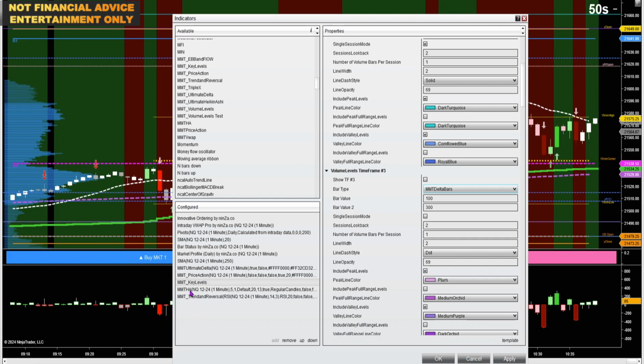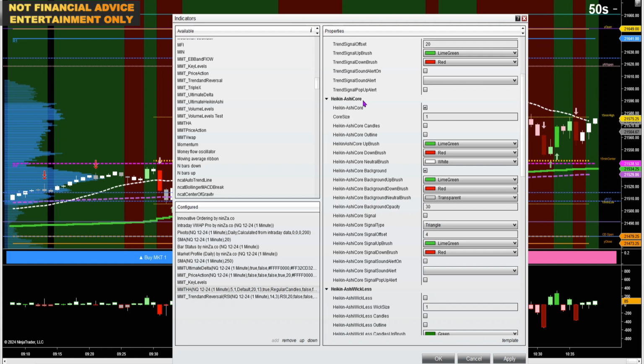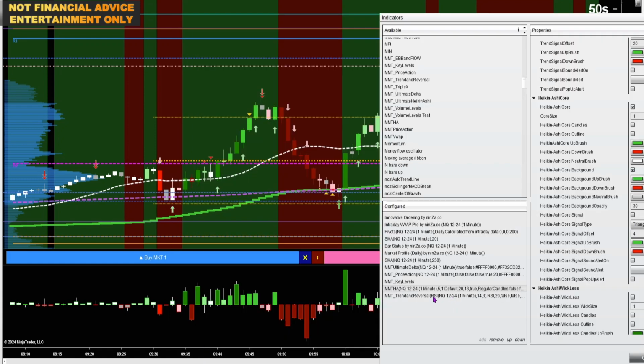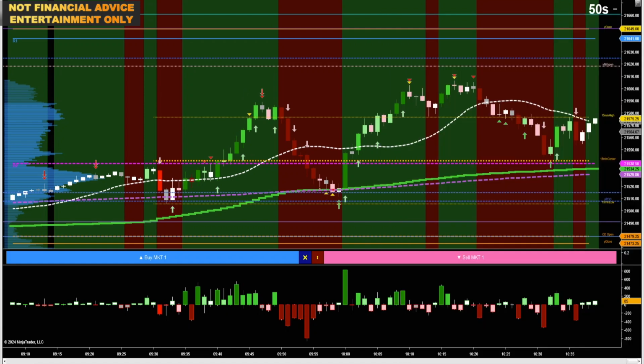I've got the MMT Heikin Ashi painting the chart background. This is the Heikin Ashi core section painting the background. I've got the trend and reversal indicator painting these red and green RSI divergence signals, as well as these red and green reversal signals. I've got the MMT price action on here with these light pink and light green arrows showing me where the full-bodied candles are. And I've got the ultimate delta showing me order flow information down here, showing me where there's some delta divergence with these gold triangles. So that's the basic setup I've been rocking for a while.